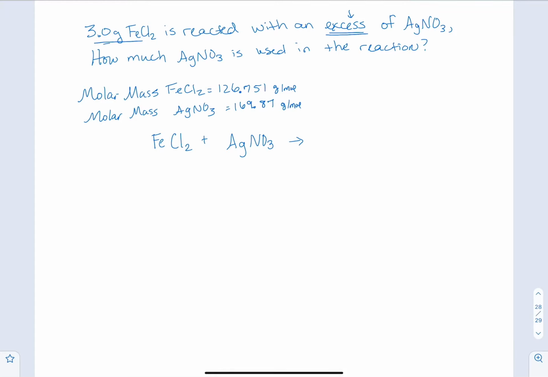You always start with the only number in the problem. And I went ahead and got the molar masses for those ones. Sometimes they'll be given, sometimes you have to calculate it. And then we're going to do the reaction.